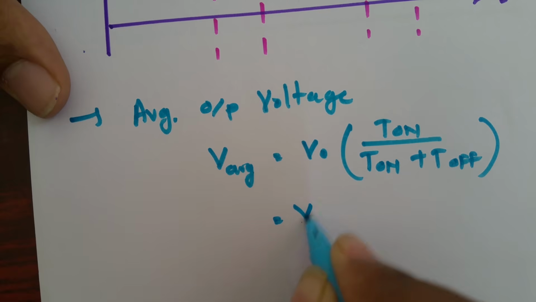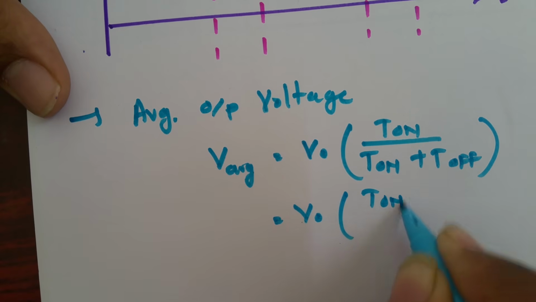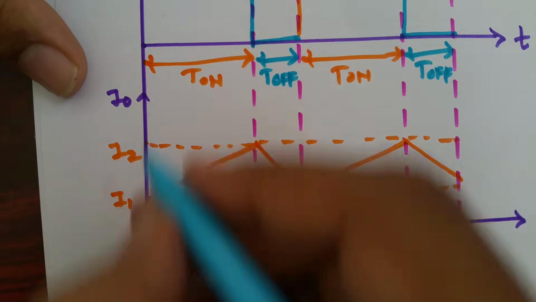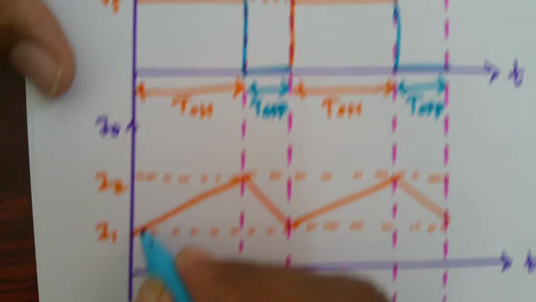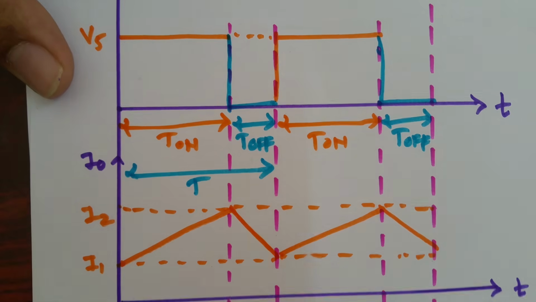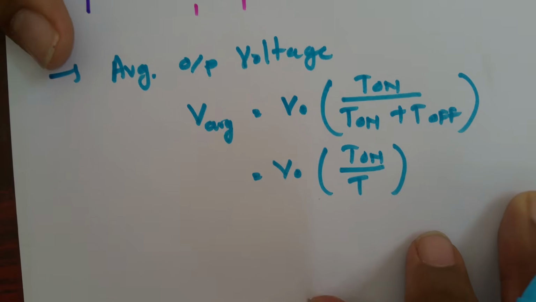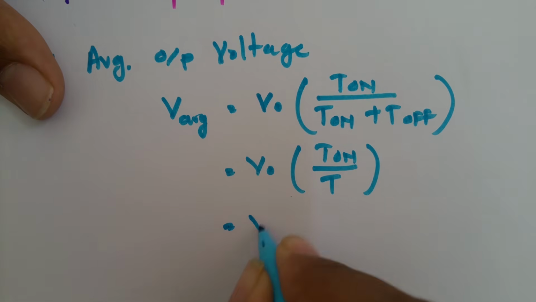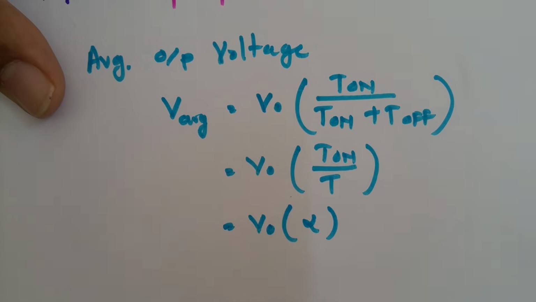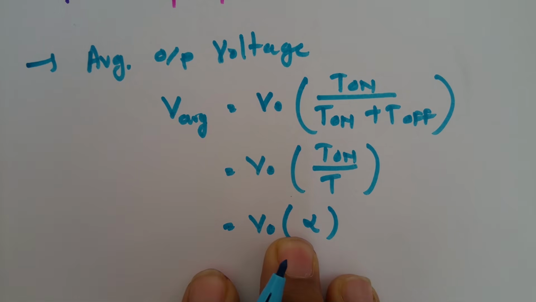So this will be T on divided by total time period. This is T on and this is T off. So this is total T. So average output voltage is V0 into, this is duty cycle alpha, and duty cycle cannot be greater than 1. Duty cycle is always less than 1. The reason is it is T on divided by T on plus T off.